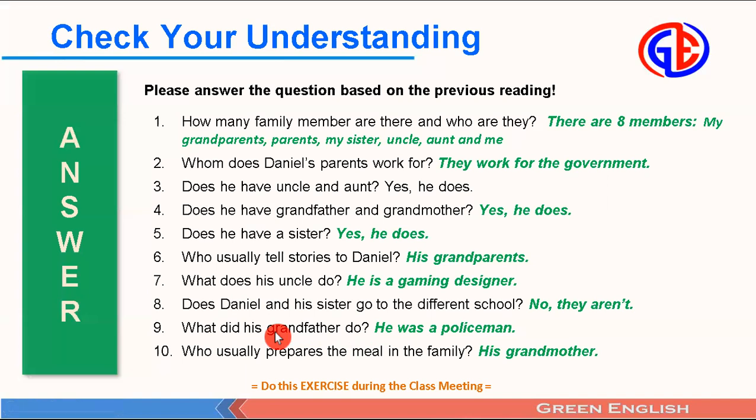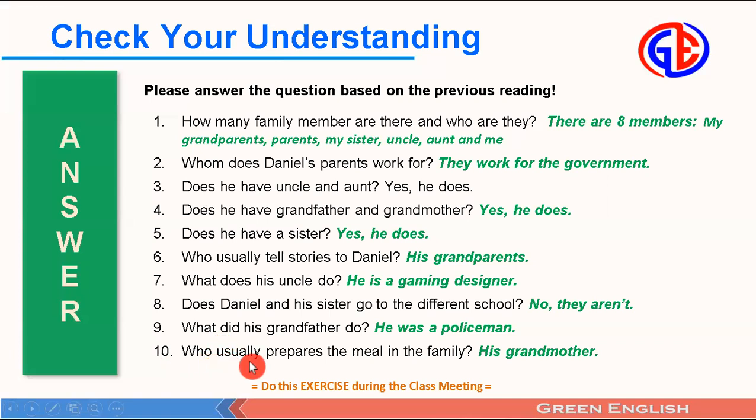So if you can see on the reading, it said that Daniel's grandfather was a retired policeman or a retired police officer. You may say that. Yeah. So both are okay. So you may say he was a policeman, or you may say he was a police officer, or you may say he is a retired police officer. No, that's also okay. Yeah. Okay, let's see.